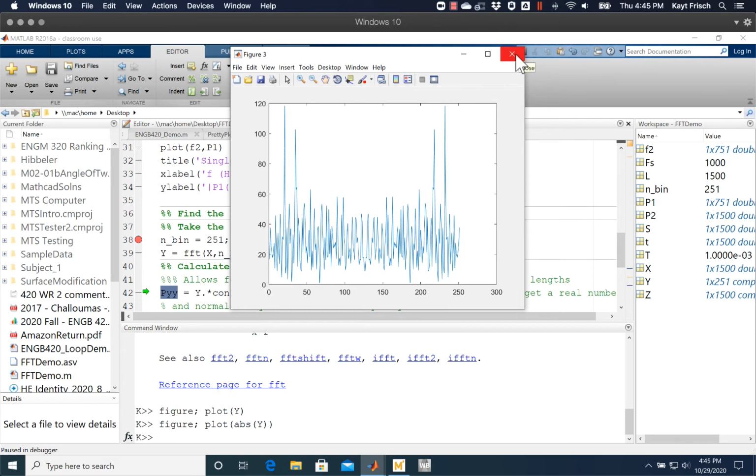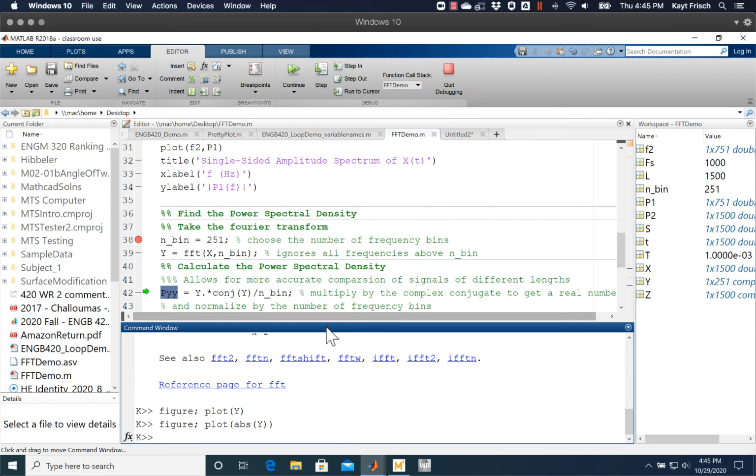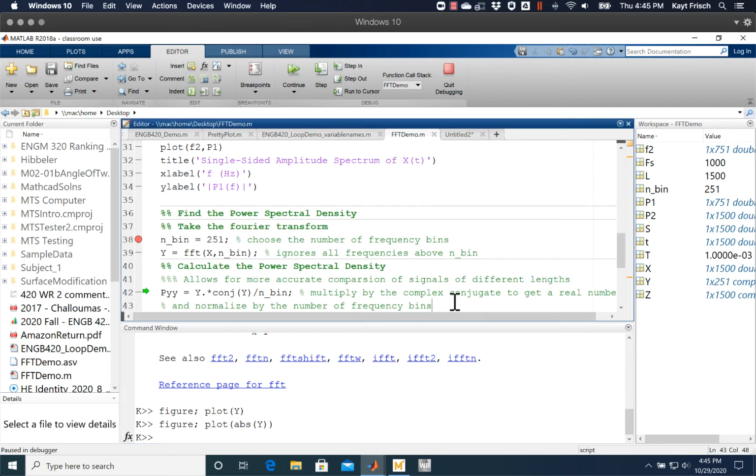But now, instead of taking the absolute value, we're going to multiply by the complex conjugate and normalize by the number of frequency bins that we have. So again, last time we normalized as well by the number of frequency bins. The number of frequency bins was the length of our sample in the last steps of the example.